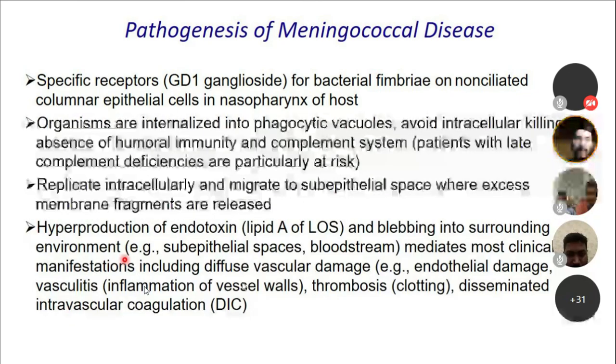With the vasculitis, of course, the body tries to close the leakage of blood, leading to thrombosis. And this thrombosis, the little thrombi, leads to disseminated intravascular coagulation syndrome. I'll talk about this in a little bit.